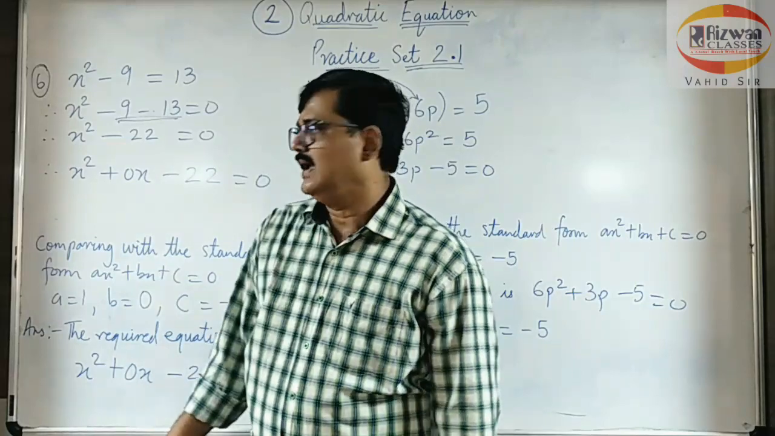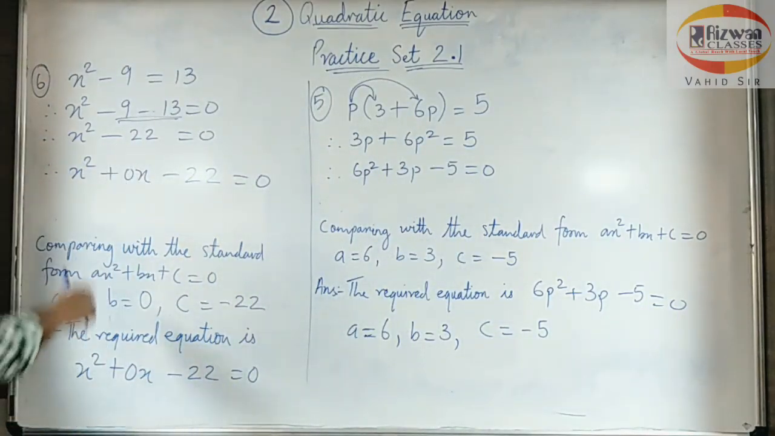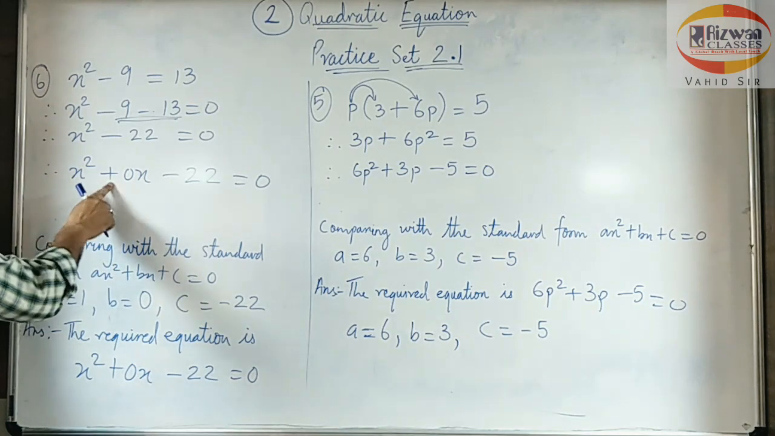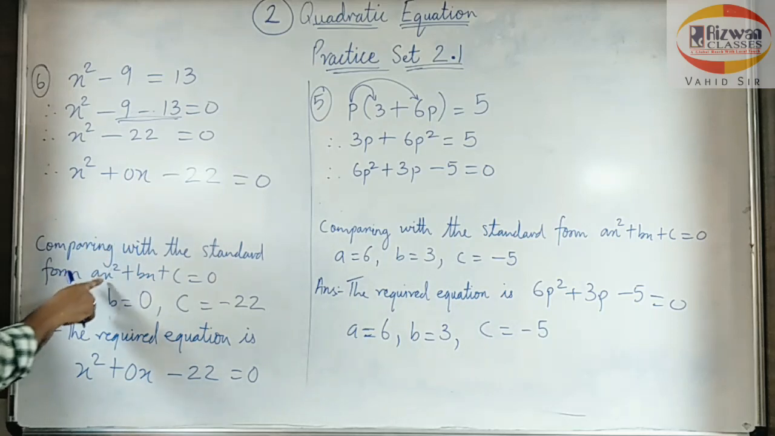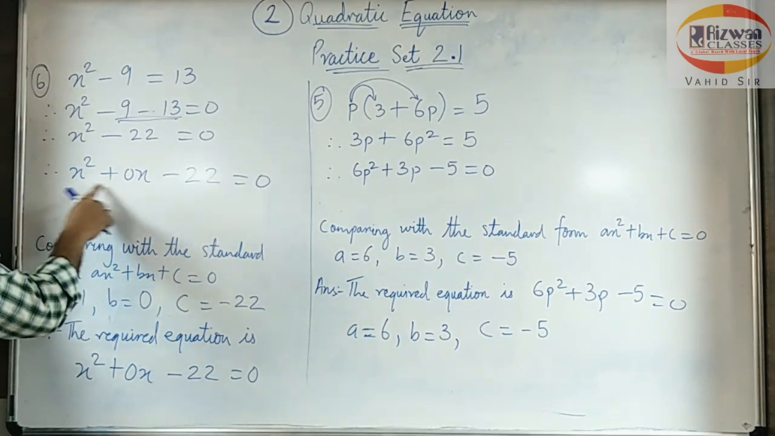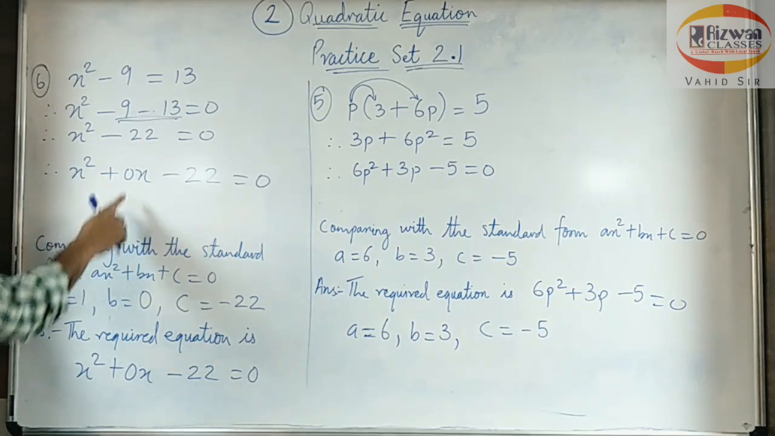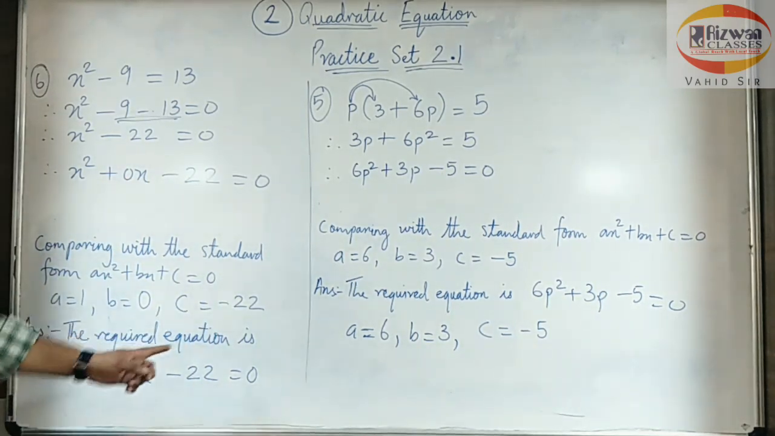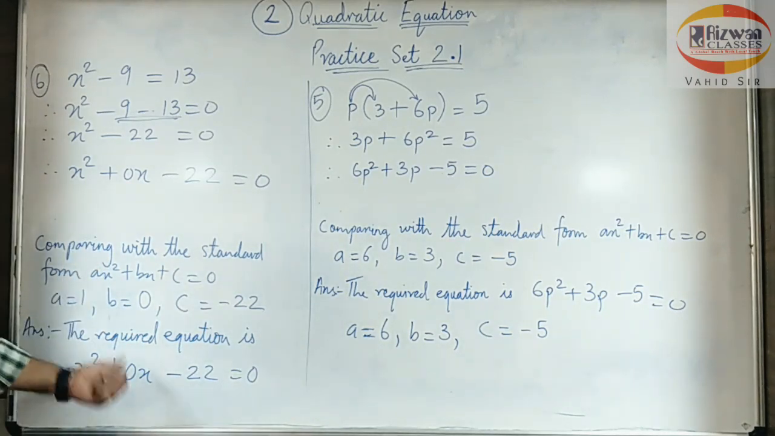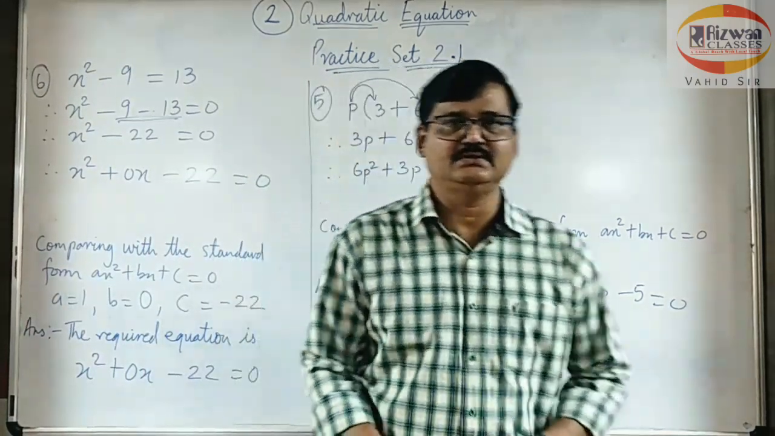Minus 22. And then what you have to do here, if you see, something is missing, so you write x square plus 0x. Can you see that 0x is missing, and minus 22? Because you have to compare with ax square plus bx plus c. So a is equal to what? 1, no number means 1. b is equal to 0 and c is equal to minus 22. Therefore the required equation is x square plus 0x minus 22 is equal to 0. And this is how we finish question number 6.